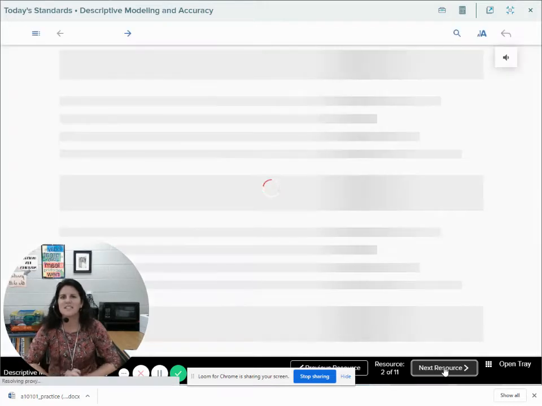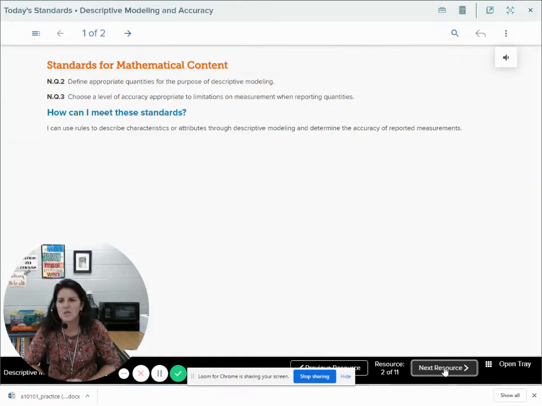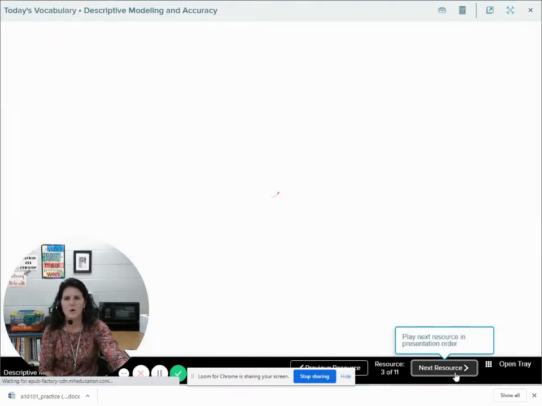So let's look at today's standards. Today's standards are in Q2 and Q3. What we're wanting to do is look at appropriate quantities for the purpose of descriptive modeling. Choose the level of accuracy that is appropriate to limitations on measurements when reporting quantities.